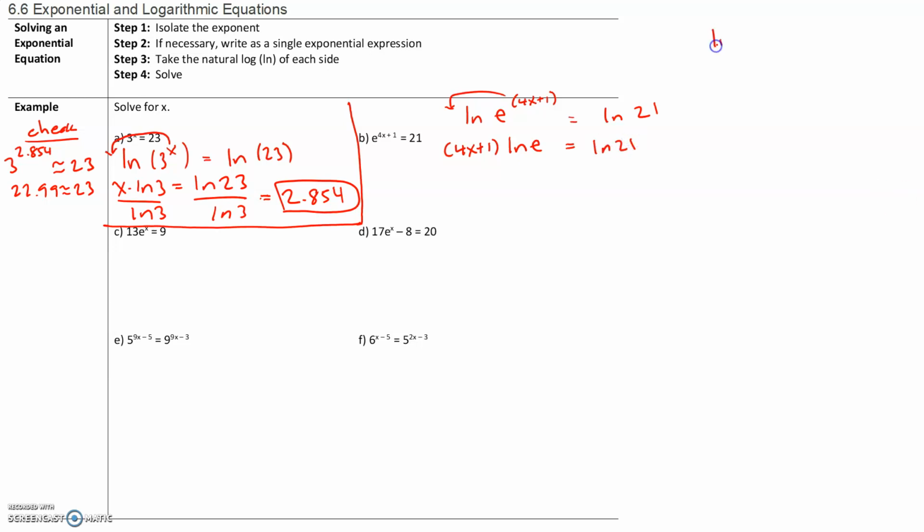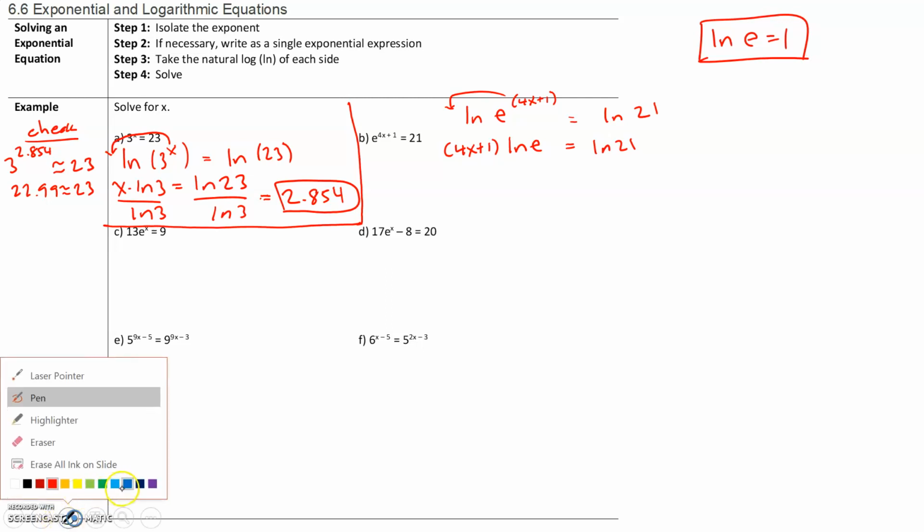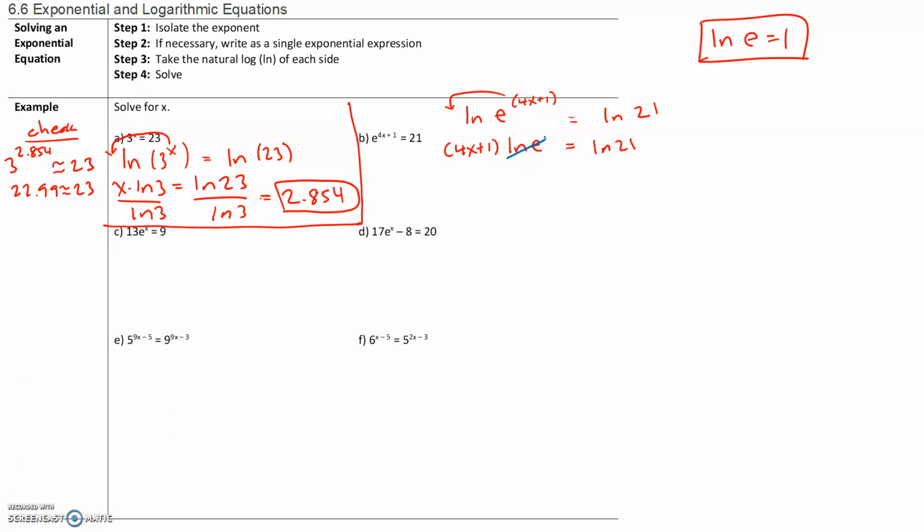Now, one property we have to know is that the natural log of e is always equal to 1. So because the natural log of e is equal to 1, we can just discard it. So now I have 4x plus 1 equals the natural log of 21. And now to solve for x, I would subtract 1 and divide by 4. So I'm going to get x equals the natural log of 21 minus 1, divided by 4. I would first subtract 1 from each side, divide by 4, and this is my answer in exact form.